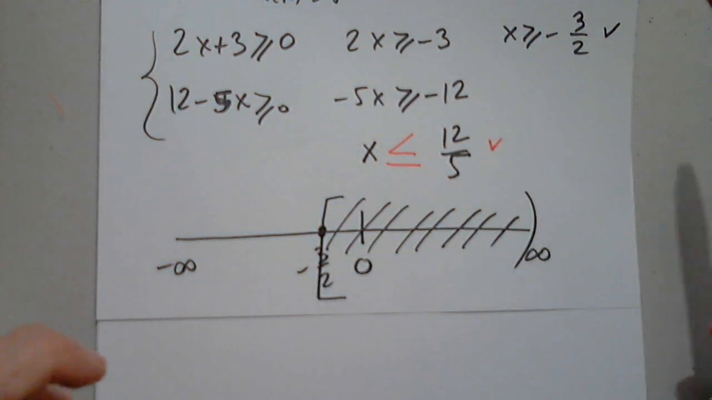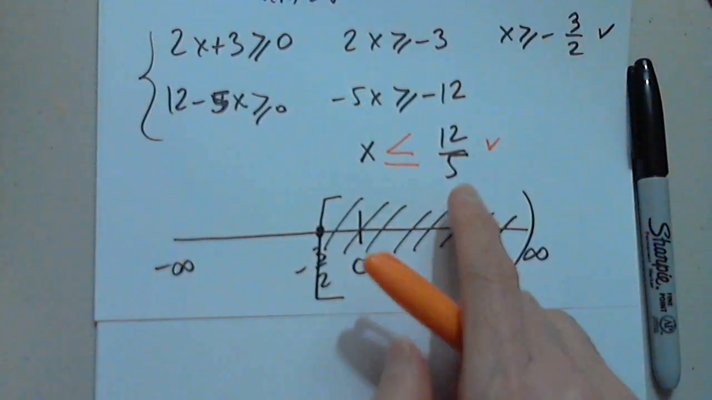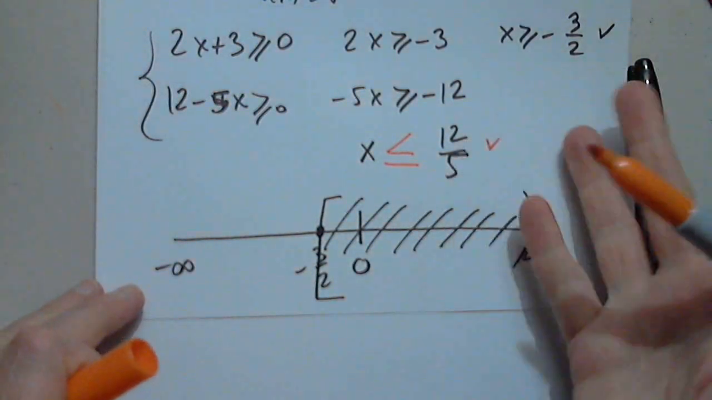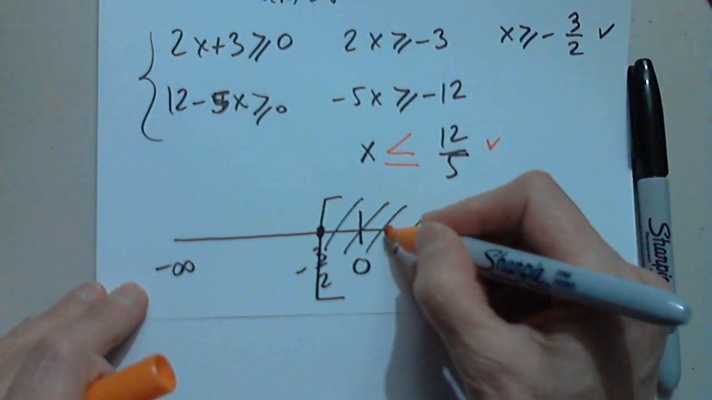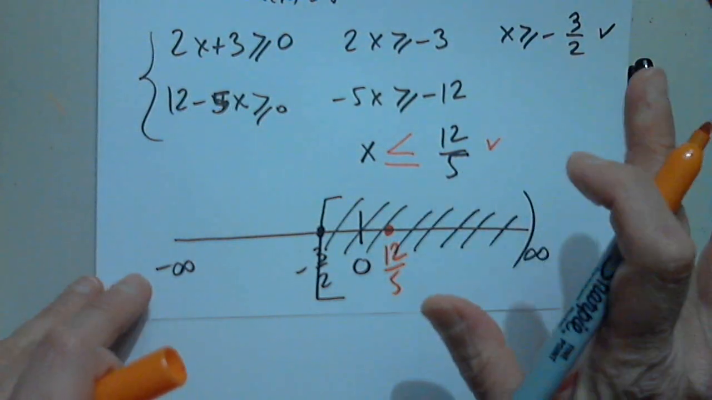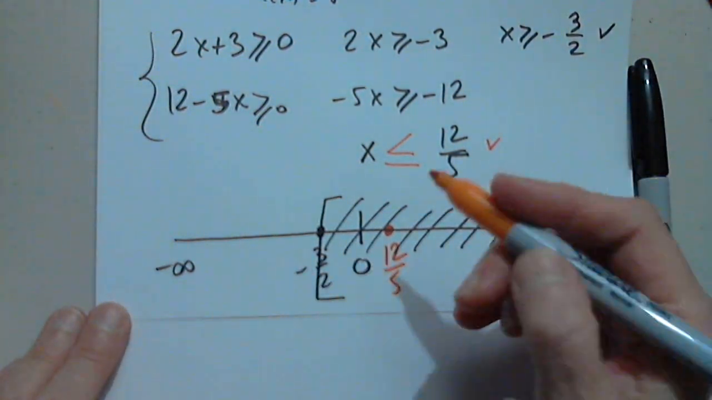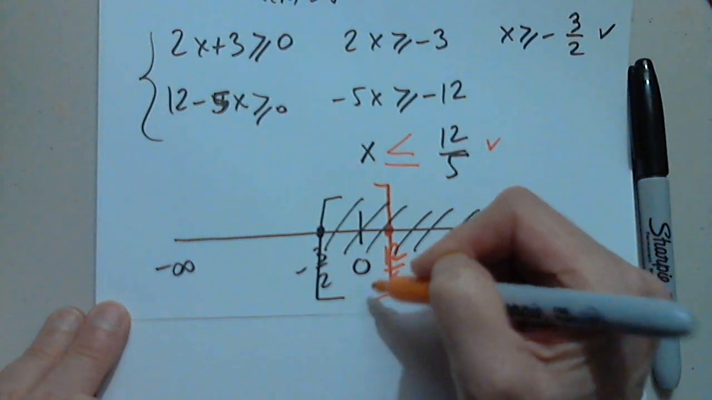I will use a different color for less than or equal to 12/5. This is 2 point something. I don't care. It's right here. I don't care for units. I'm using this just to identify what I need. But this is less than.